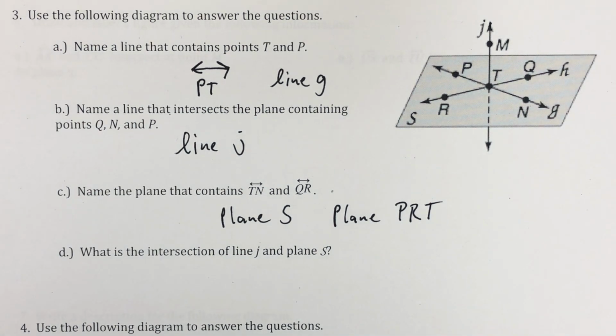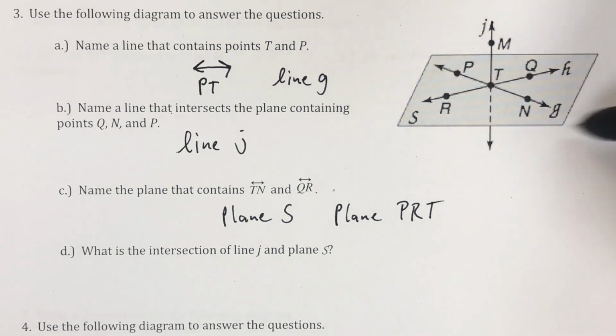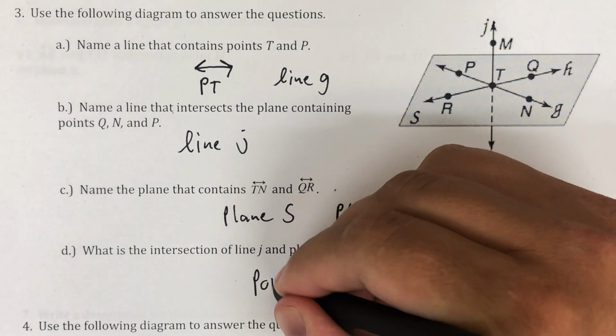And what is the intersection of line J and plane S? Well, where does line J intersect plane S? At point T.